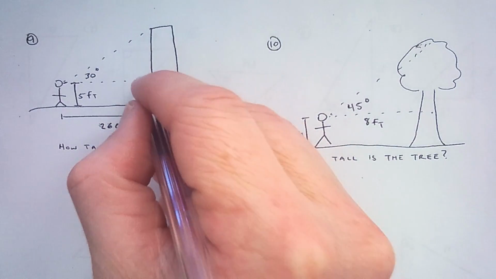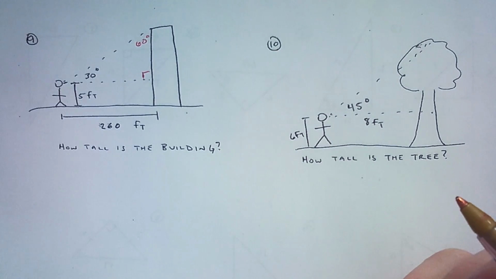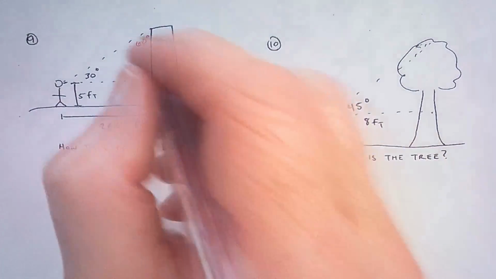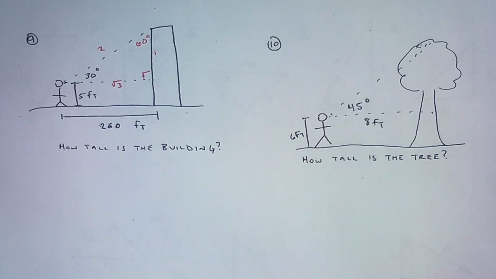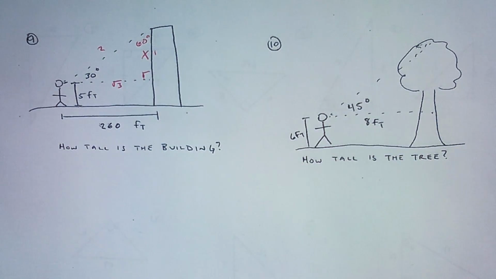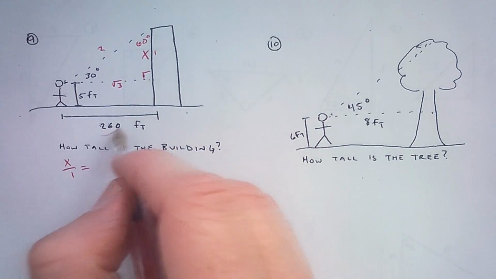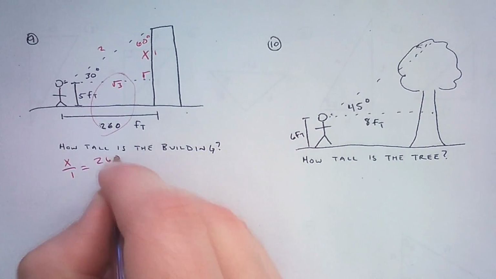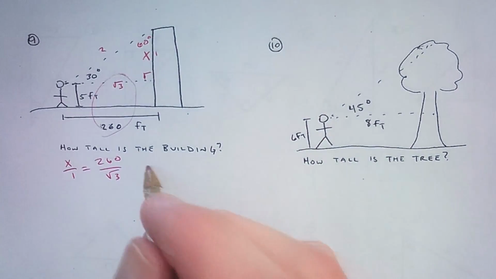All right, so we're looking at a 30, 60, 90 triangle here. And in a 30, 60, 90 triangle, we have 1, 2, root 3. Now this right here is what we are looking for, representing the height of the building, or at least most of the height of the building. So we have x is to 1 as 260 is to the square root of 3.